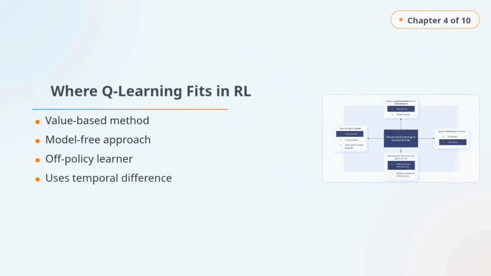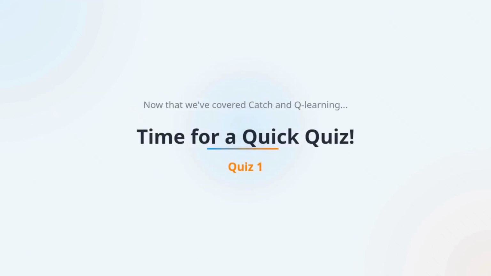First, it is value-based because it learns action values instead of storing an explicit policy. Second, it is model-free because it does not build a predictive model of the environment, it simply learns from interaction. Third, it is off-policy, which means it can improve its estimates using experiences generated by a behavior policy that may include exploration. And finally, it uses temporal difference learning, so it updates estimates during the game instead of waiting only for the final outcome. Now that we've covered Catch and Q-learning, let's test what we've learned so far.